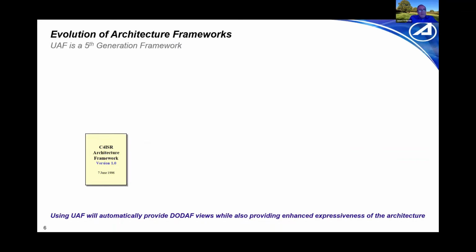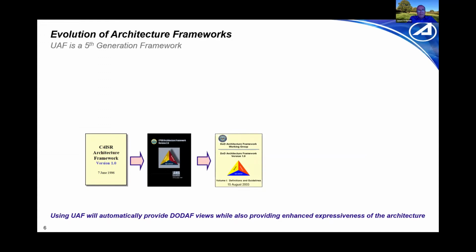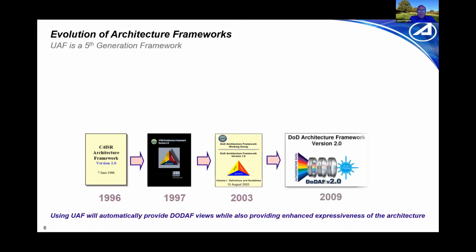So UAF is actually a 5th-generation framework. It goes all the way back 25 years when the C4ISR framework came out in the US, and other countries had similar frameworks back then. Eventually the C4ISR framework evolved into being broader than command and control, communications, and intelligence, surveillance, and reconnaissance, into other things in the Department of Defense. And then it finally ended up with version 2 in 2009.